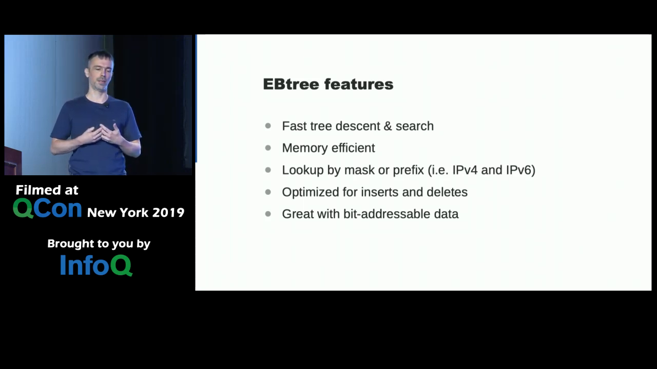The EBtree that we end up with has fast descent and search capability. It's memory efficient. It allows us, by virtue of its makeup, to look up keys by mask or prefix. It's optimized for inserts and deletes, and it's great with bit addressable data.